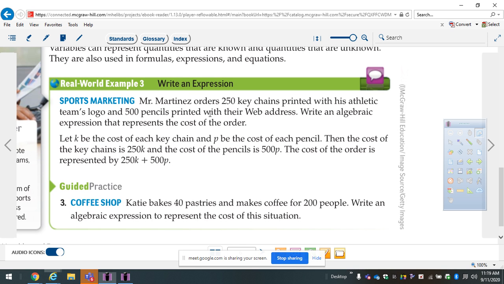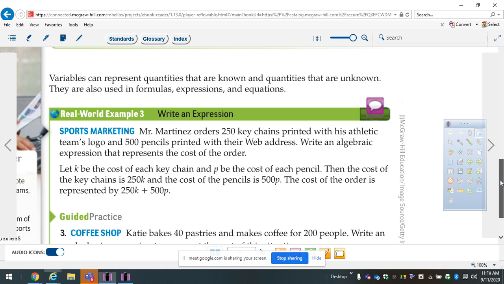Okay, let's come out here. Today, guys, it's going to say here. Okay, this is where we left off. We're starting, or maybe about to go into this, but let's go ahead and take off from here. Okay, so variables can represent quantities that are known and quantities that are unknown. They're also used in formulas, expressions, and equations. We will do a lot of formula stuff, guys.